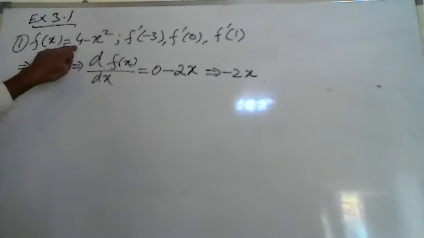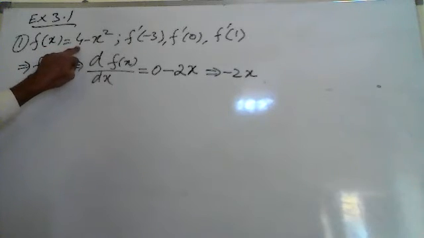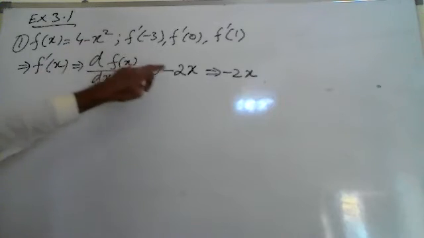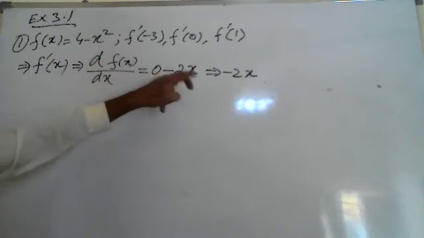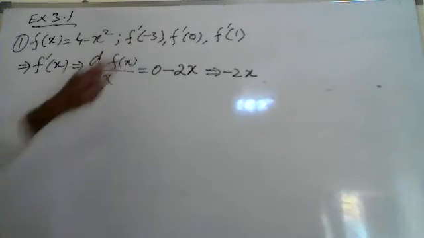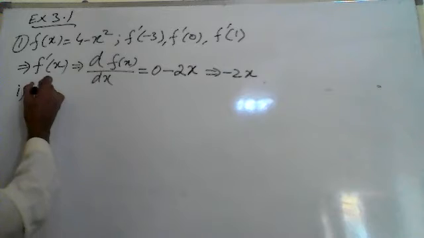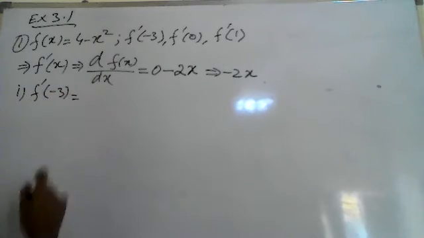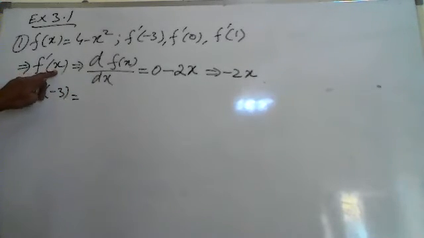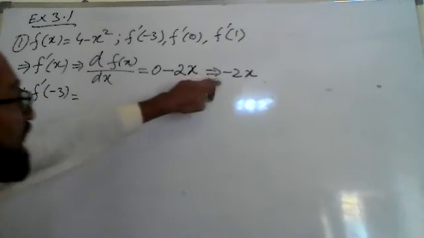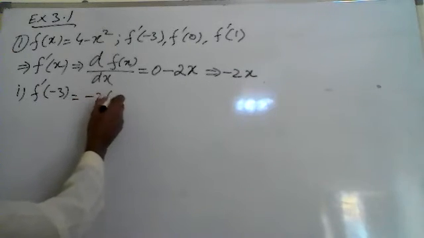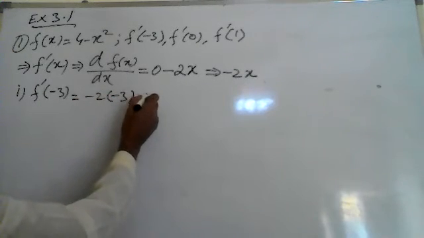The derivative of a constant is 0, since it is not associated with the function of x. This is separate, so its derivative will become 0. The minus has come over there, then the derivative of x square will be 2x. Now we'll find f dash minus 3. In the derivative, x is replaced by minus 3. So minus 2 into minus 3, and the answer will become 6.